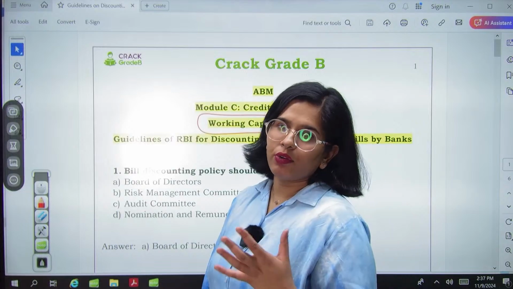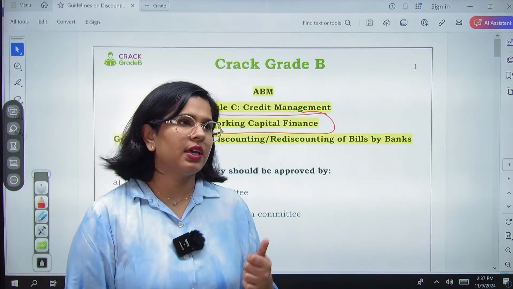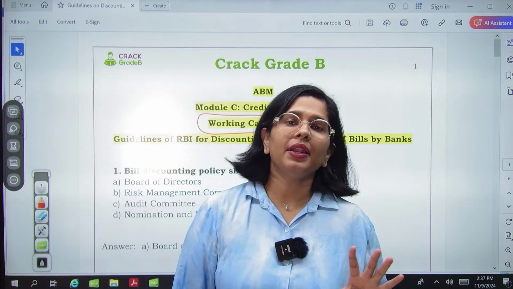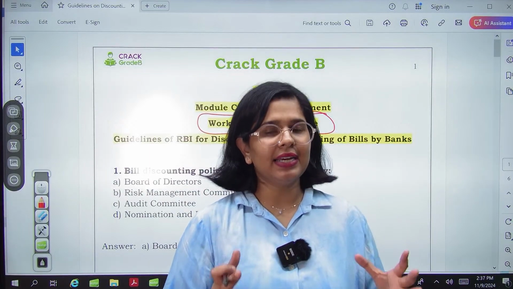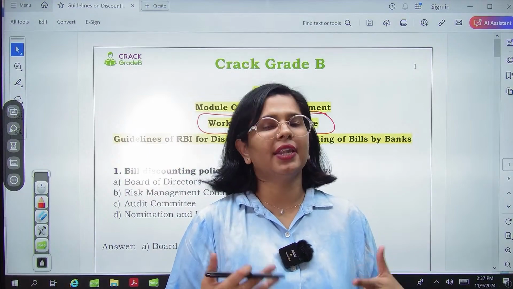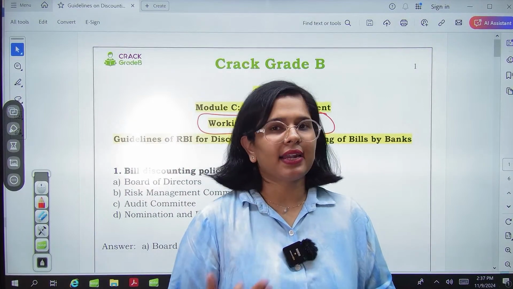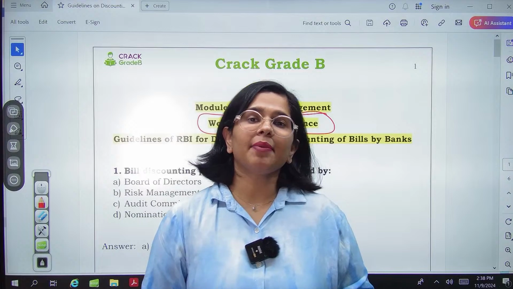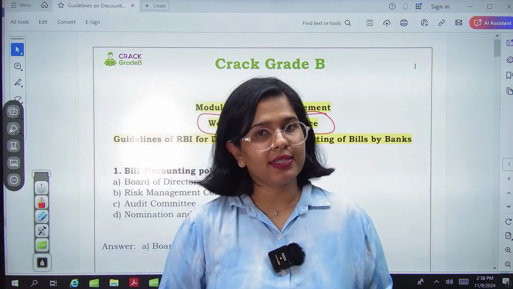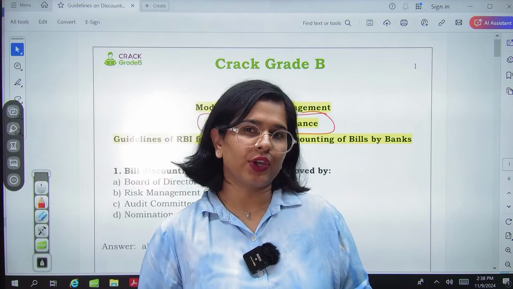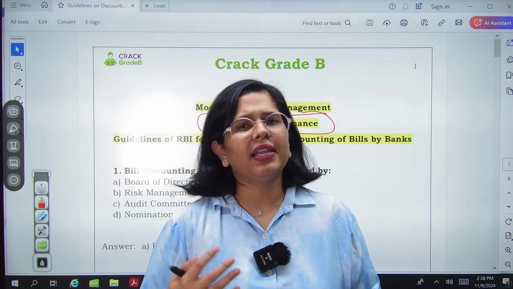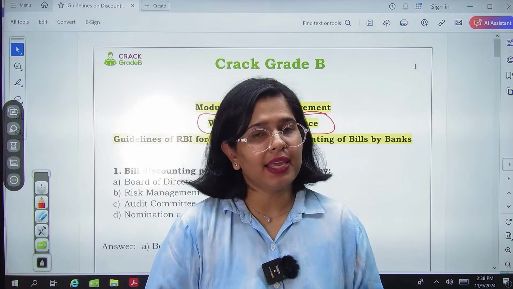Whenever we talk about working capital, or suppose number one is capital, what does it mean? Whenever I want to start a particular business, I need some seed fund to continue with my business, right? And that is my capital. Now capital can be further subdivided into two parts. Number one is your fixed capital and number two is your current capital, or you can also call it working capital.